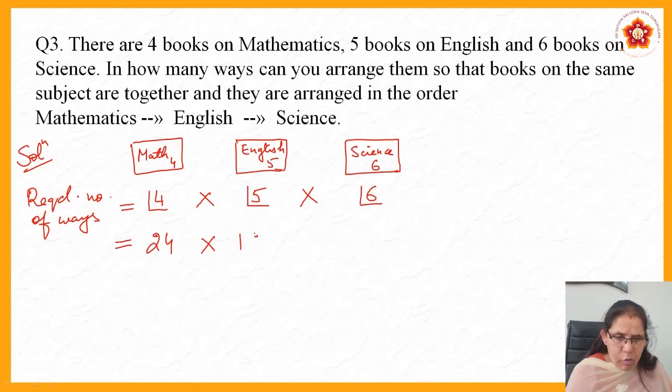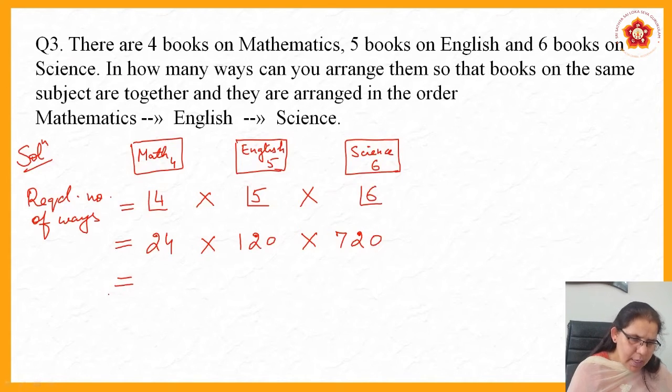Now what is factorial 4? 24. What is factorial 5? 120. And what is factorial 6? 720. You can remember the factorial values for some numbers. It will be very handy and calculation would be easier. Multiply 24 by 120 and whatever answer you get, multiply that by 720 and see whether you are getting this answer.